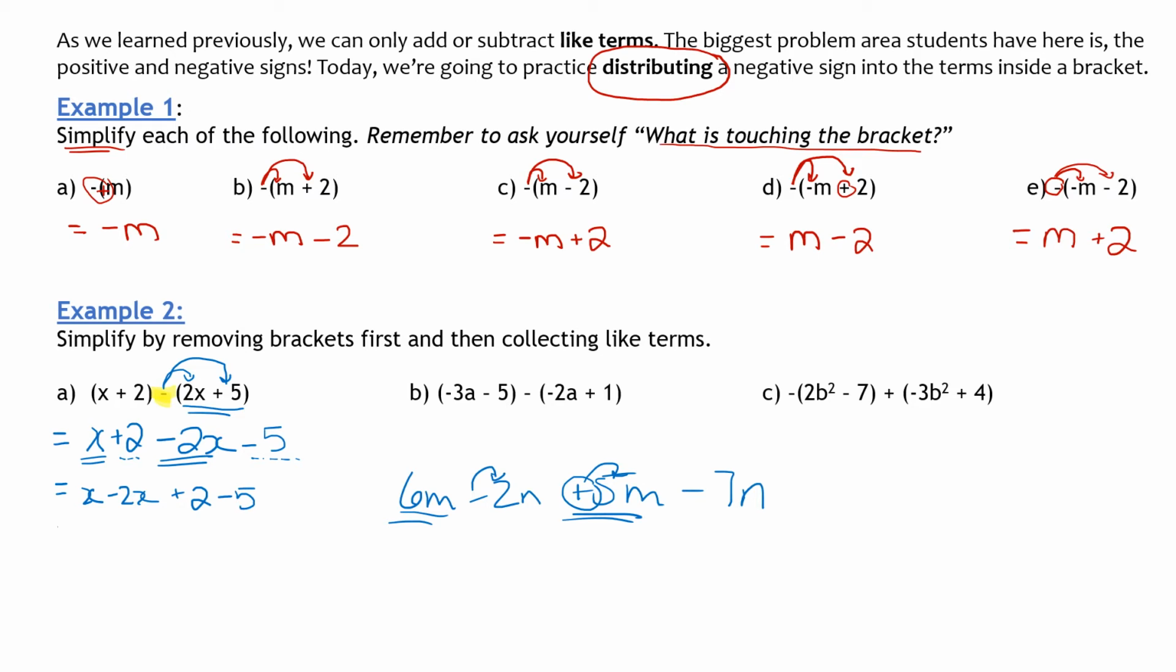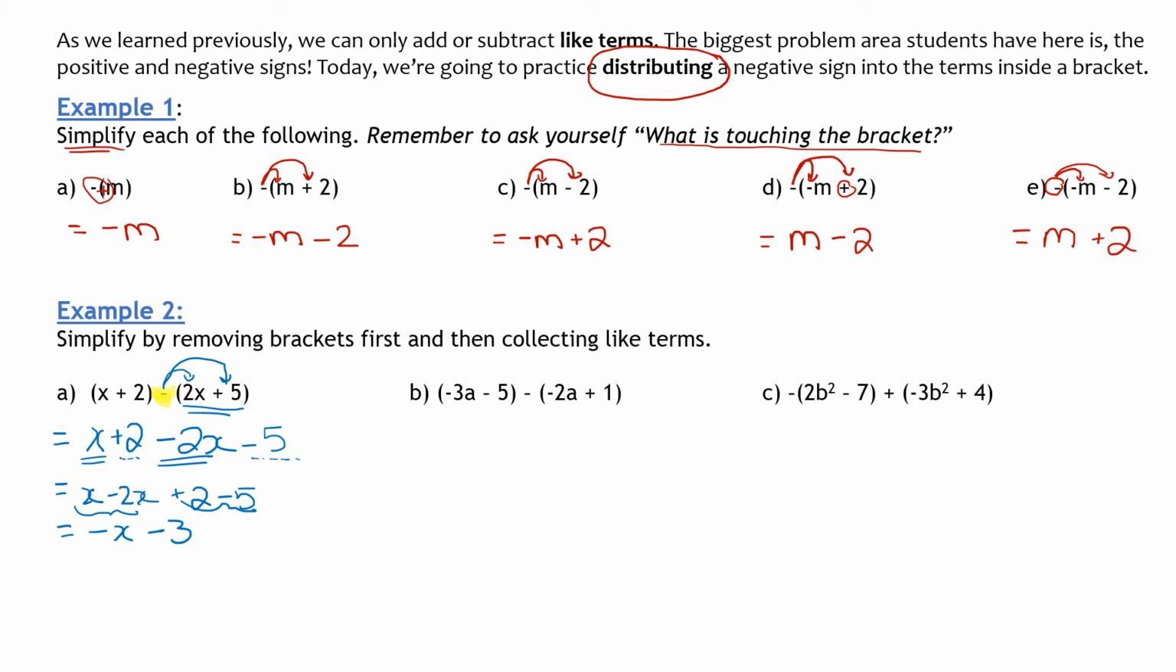Now my next line is I collect my x's, x minus 2x. So if you have 1x and then you take away 2x's, what are you left with? You only have a negative x left. And then 2 minus 5 is going to be a negative 3. Okay, let me erase this middle stuff here. Let's go on to the next one.